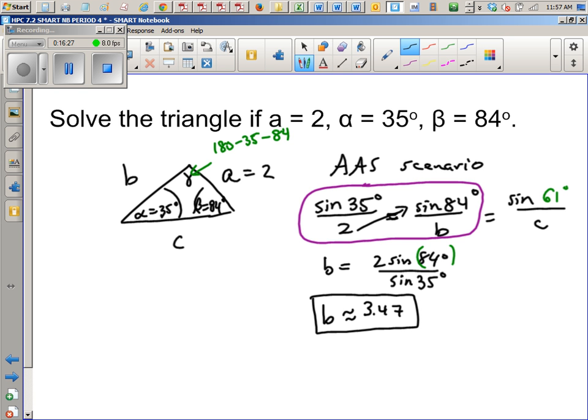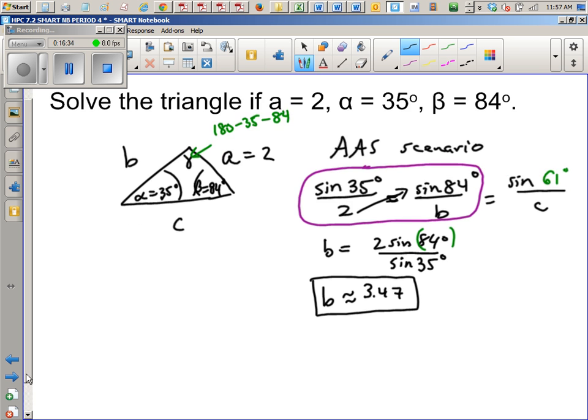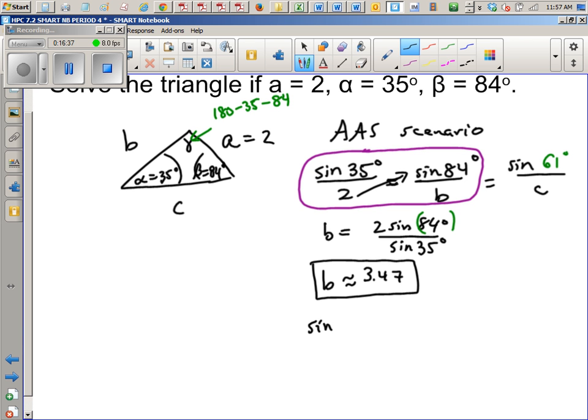Now, if you want to find something else, say side C, just pick a different pair of fractions. I recommend you pick the sine 35 over 2, which is your first fraction, and the sine 61 over C. I would not use the 3.47 if I were you, because it's already rounded, so we don't want to use it in our work. Let's go back to the drawing board and use the givens as much as possible. So let's use this fraction and the third fraction, and cross multiply that one. Isolating C, we get 2 sine 61 over sine 35.